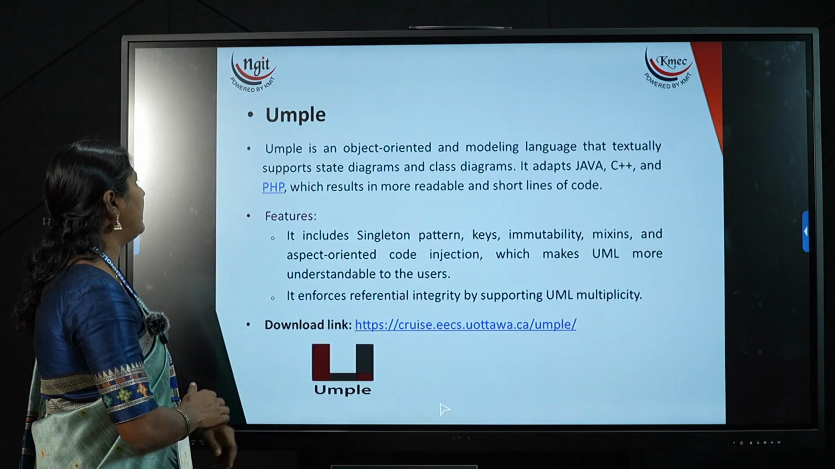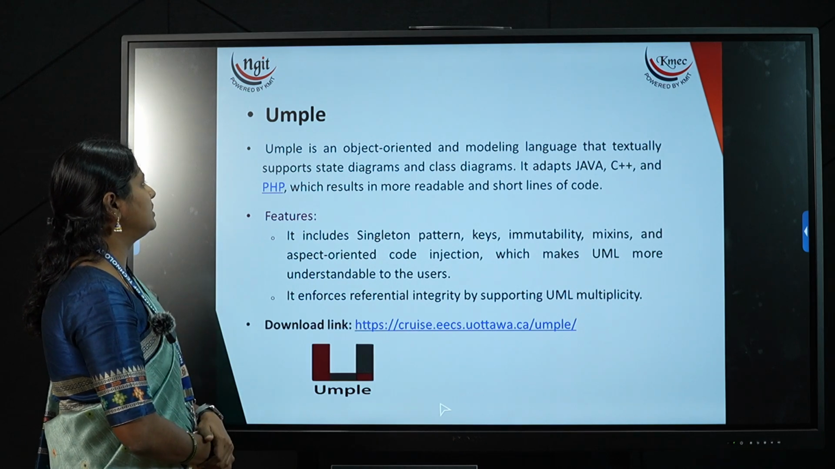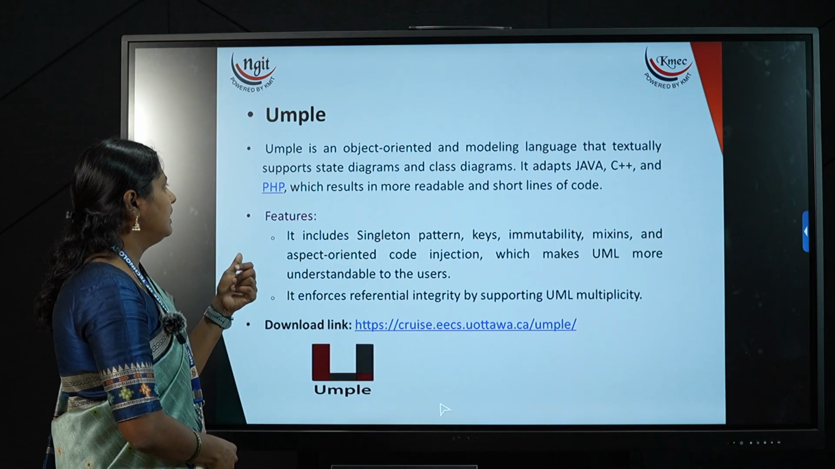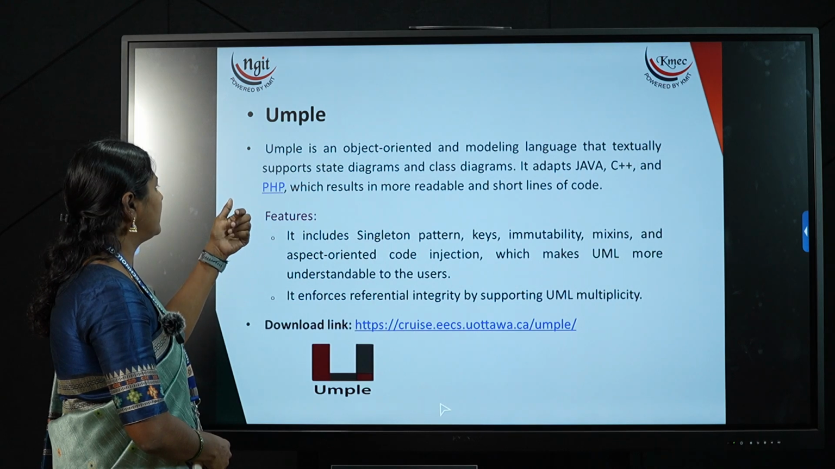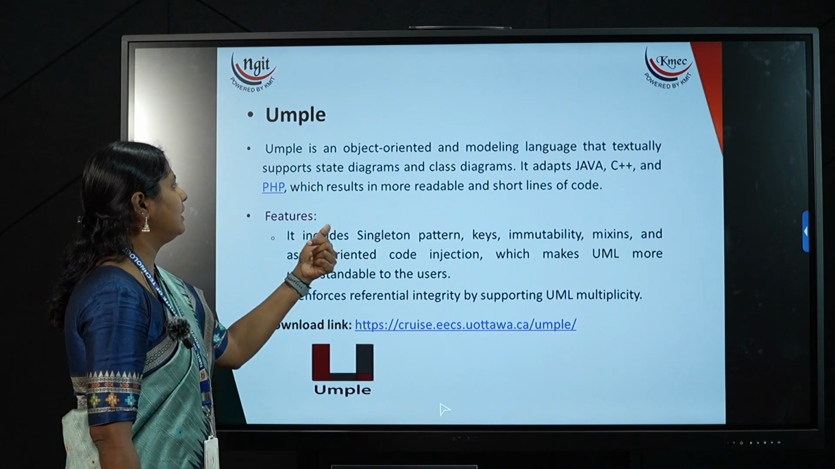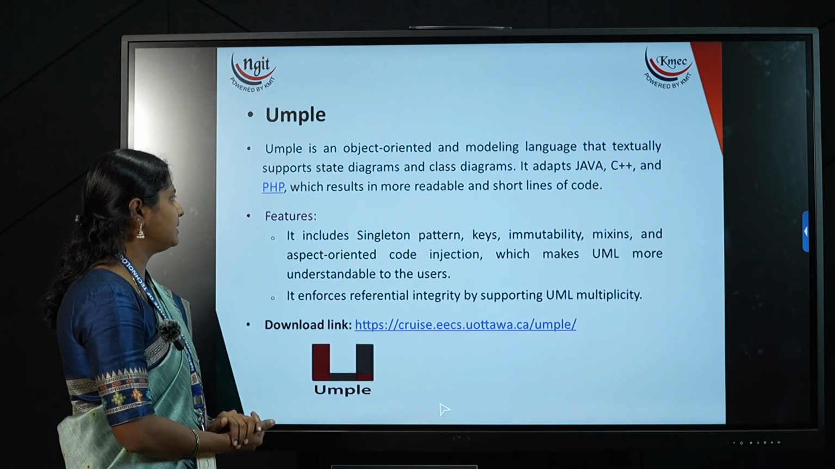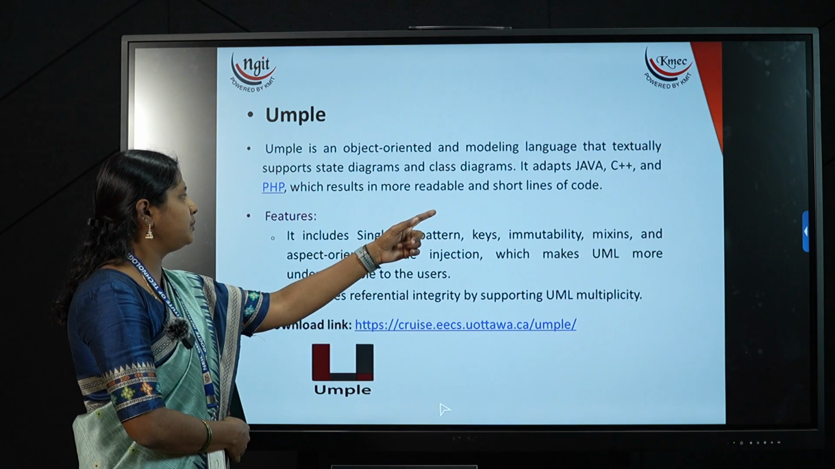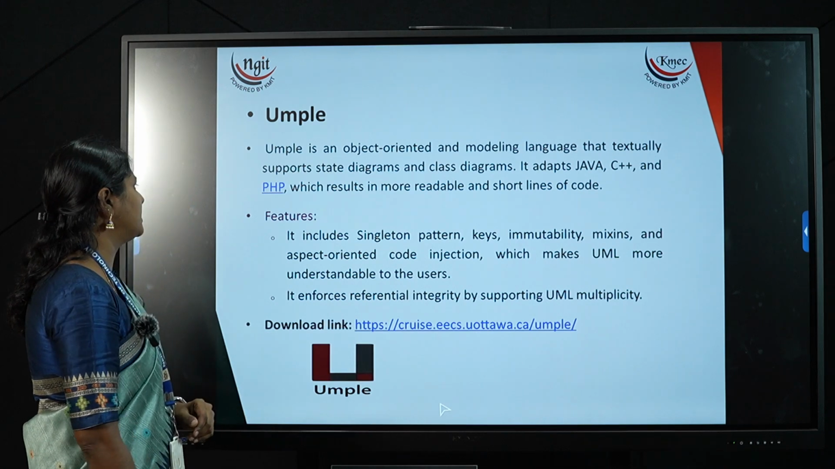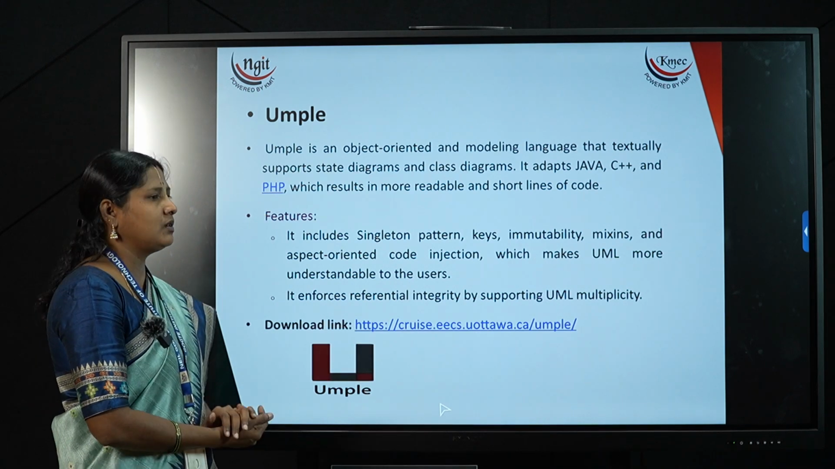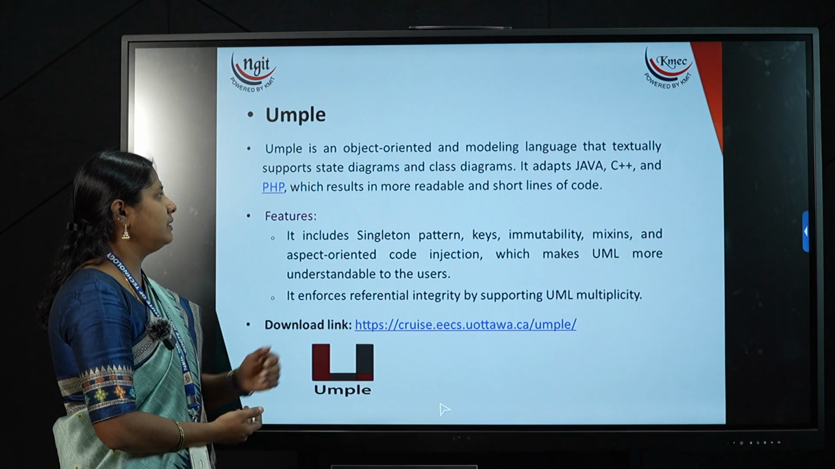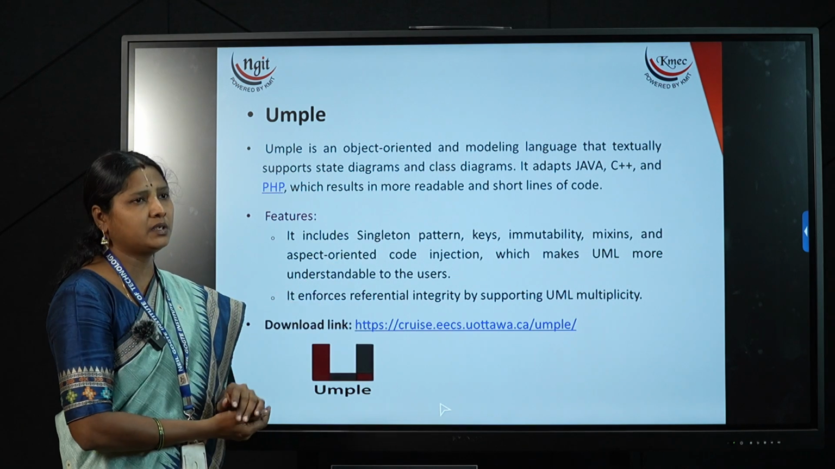The next one is UML. UML is one more tool which is used in object-oriented analysis, and it supports state diagrams and class diagrams. So this particular tool supports the state diagram and class diagram. These are adapted for Java, C++ and PHP. So if you see here, PHP is one of the database-related languages, while C++ and Java are object oriented.